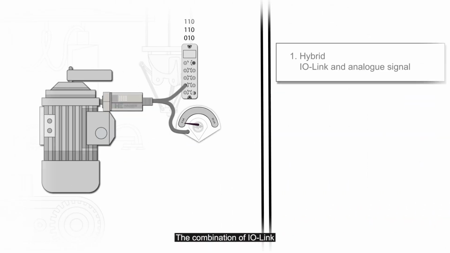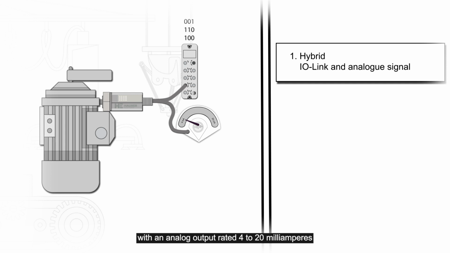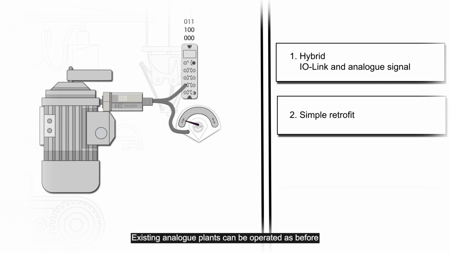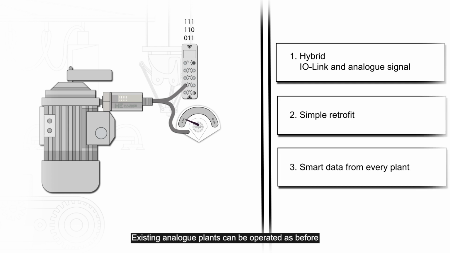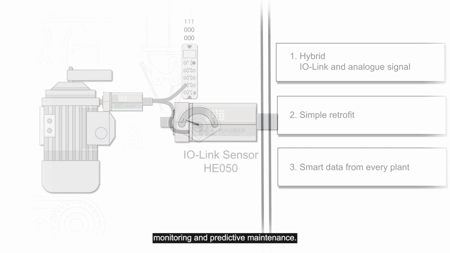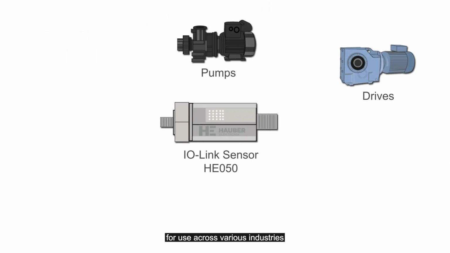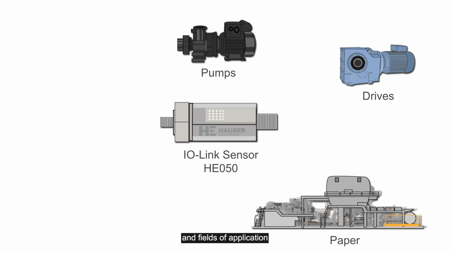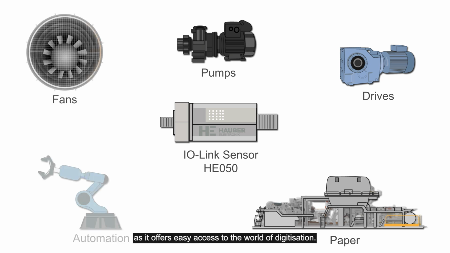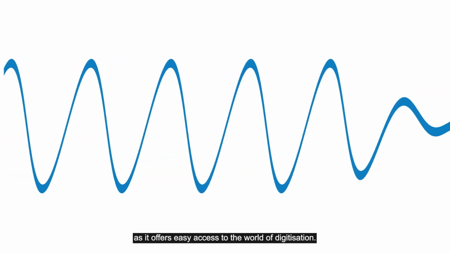The combination of IOLink with an analog output rated 4 to 20 mA marks the beginning of the Industry 4.0 era. Existing analog plants can be operated as before, while IOLink provides smart data for condition monitoring and predictive maintenance. The HE050 IOLink sensor is suitable for use across various industries and fields of application as it offers easy access to the world of digitization.